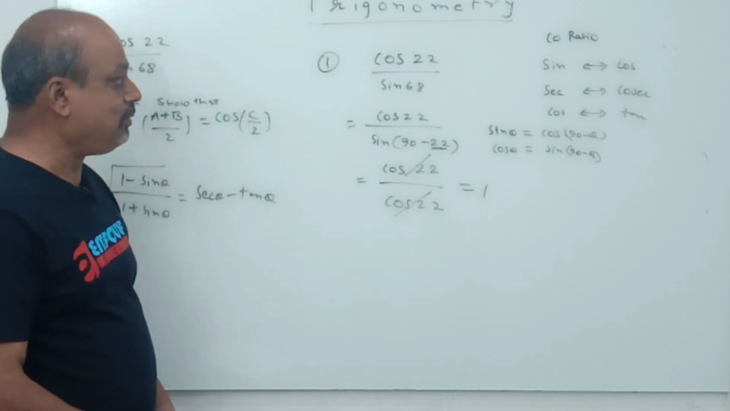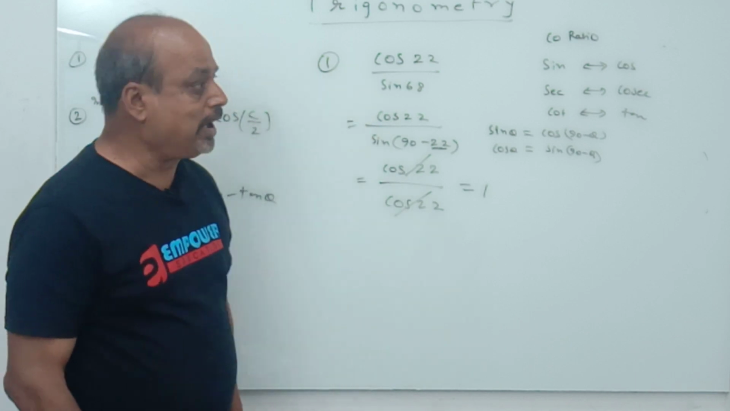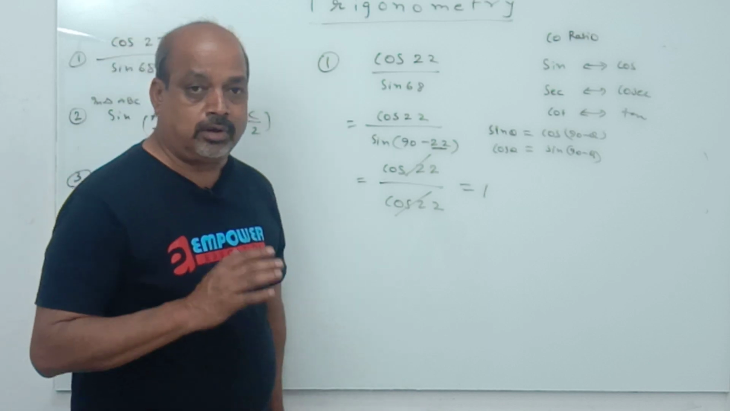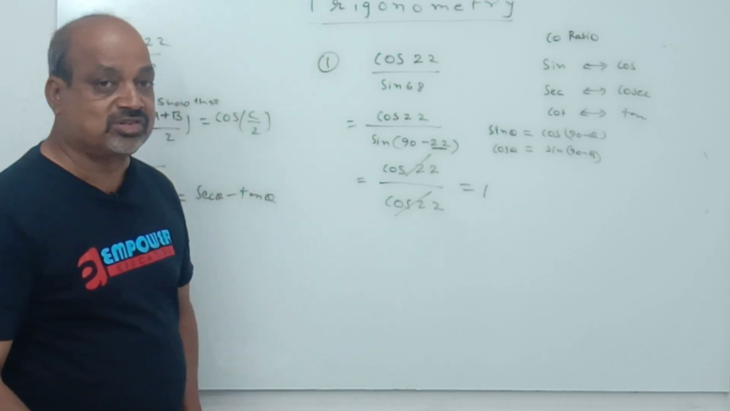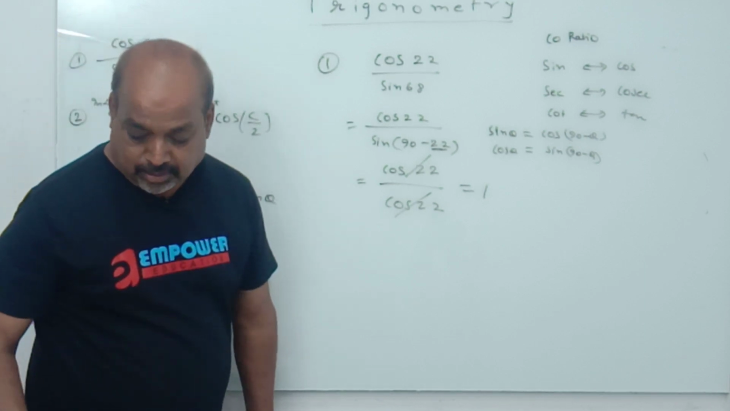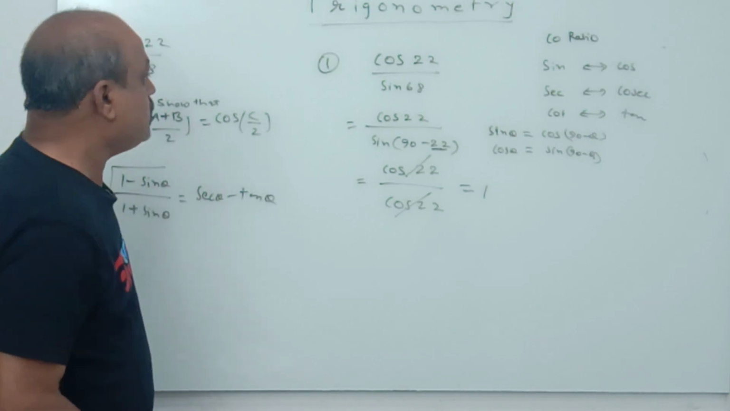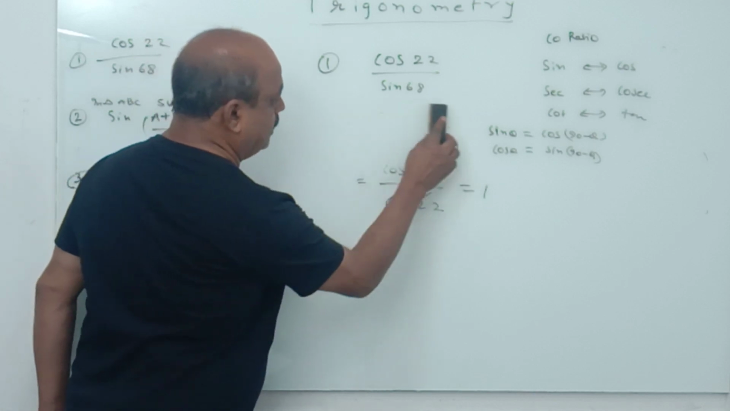Students, you have to only remember that whenever there is a division on complementary angles, the trigonometric ratio must be in the form of co-ratios. That is, the co-ratio of sine is cos, sec is cosec, and cot is tan. I hope this is understood to you. We will consider the second problem that I am going to write.